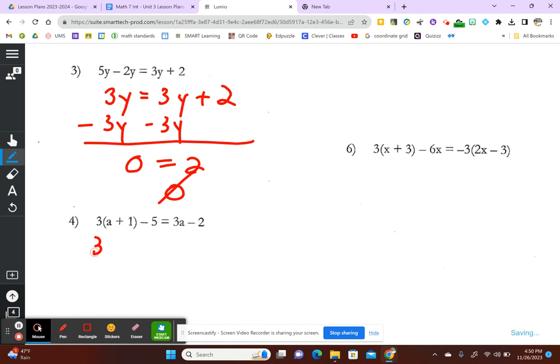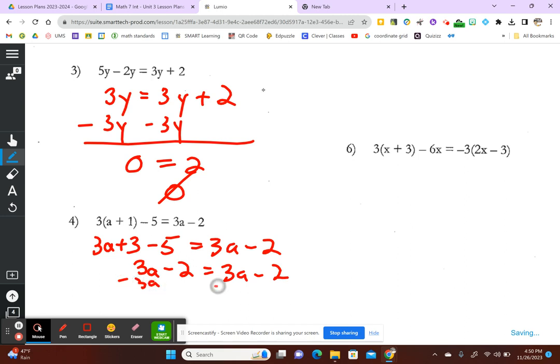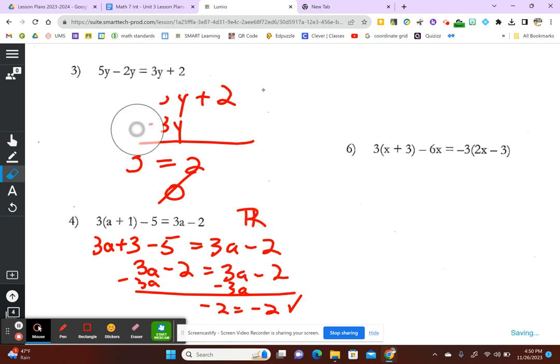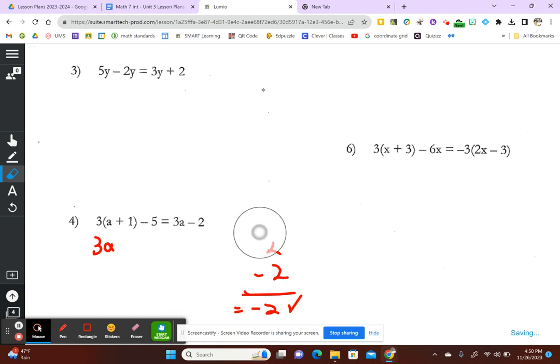Number 4, 3a plus 3 minus 5 equals 3a minus 2. This becomes 3a minus 2 equals 3a minus 2. Subtract 3a from both sides, and I get negative 2 equals negative 2. Variable disappeared. I can decide if it's true or false. It's true, and it's all real numbers. Again, I want to emphasize you can only do this when the variable disappears.